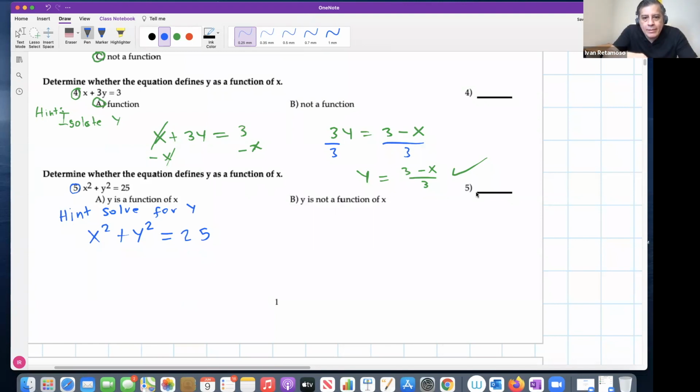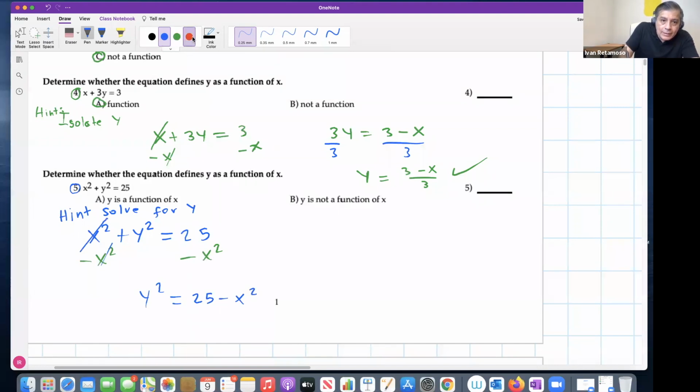Lucero. Very good, very good. Y is not a function of x, right? Because if you solve this for y, notice what happens. Y squared, after canceling these two, equals 25 minus x squared.